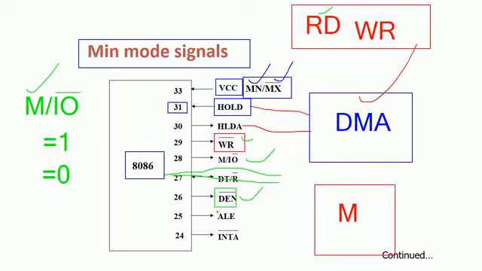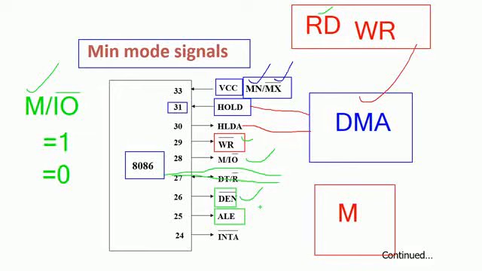The next signal is ALE, the address latch enable signal. What is the intention of the ALE? To demultiplex the multiplexed lines. We are having multiplexed address lines and data lines, and address lines and status lines. To demultiplex them, we are having the ALE signal. ALE is nothing but the address latch enable signal.